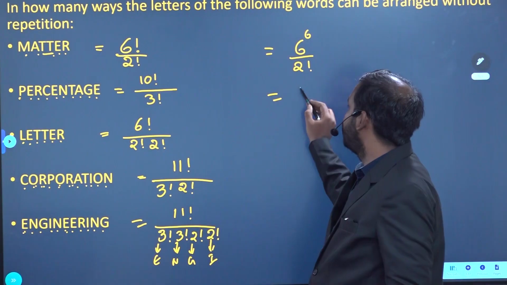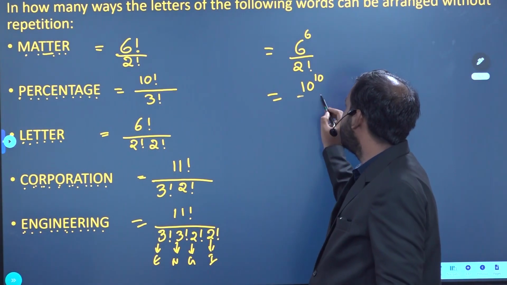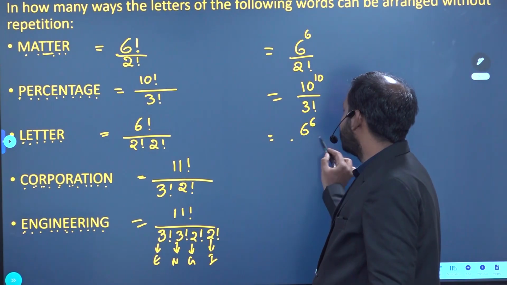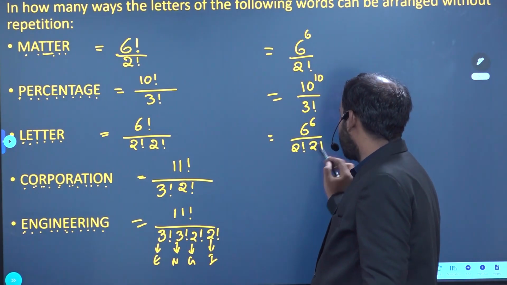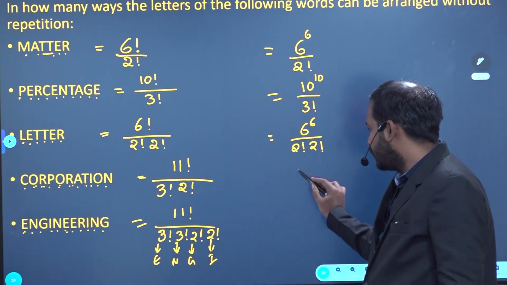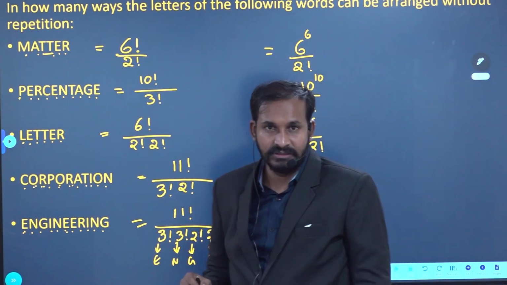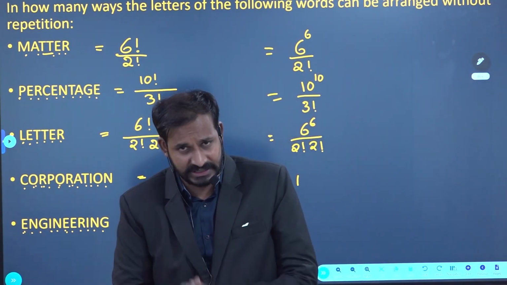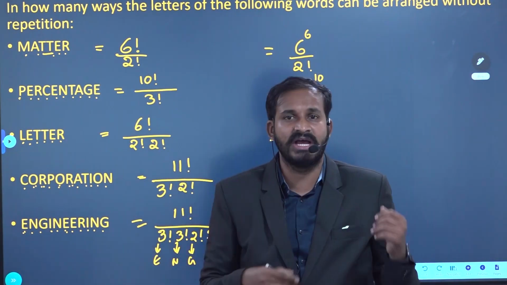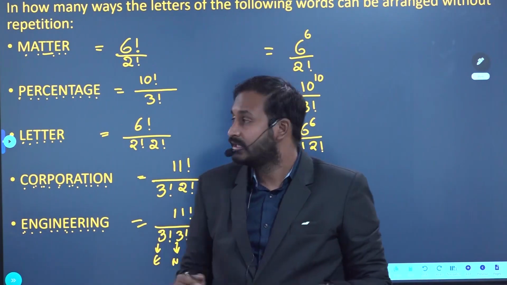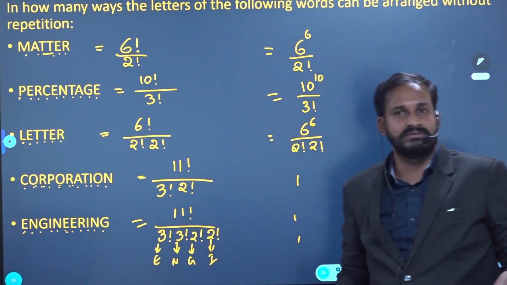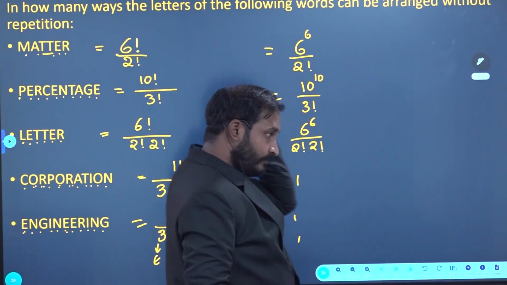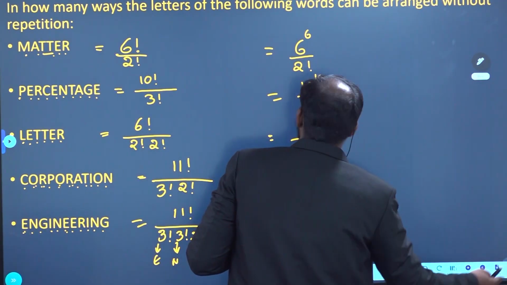If repetition is allowed in this case, what will you write? 10 to the power of 10 by 3 factorial. If repetition is allowed in this case, what will you write? 6 to the power of 6 by 2 factorial into 2 factorial. Understood? Similarly, we will write the answers for this one. Without repetition only they are going to ask in 99.99% of cases. In the worst case, if they ask questions based on repetition, then this is the way to write the answers. Okay, right? We will see the next set of questions.